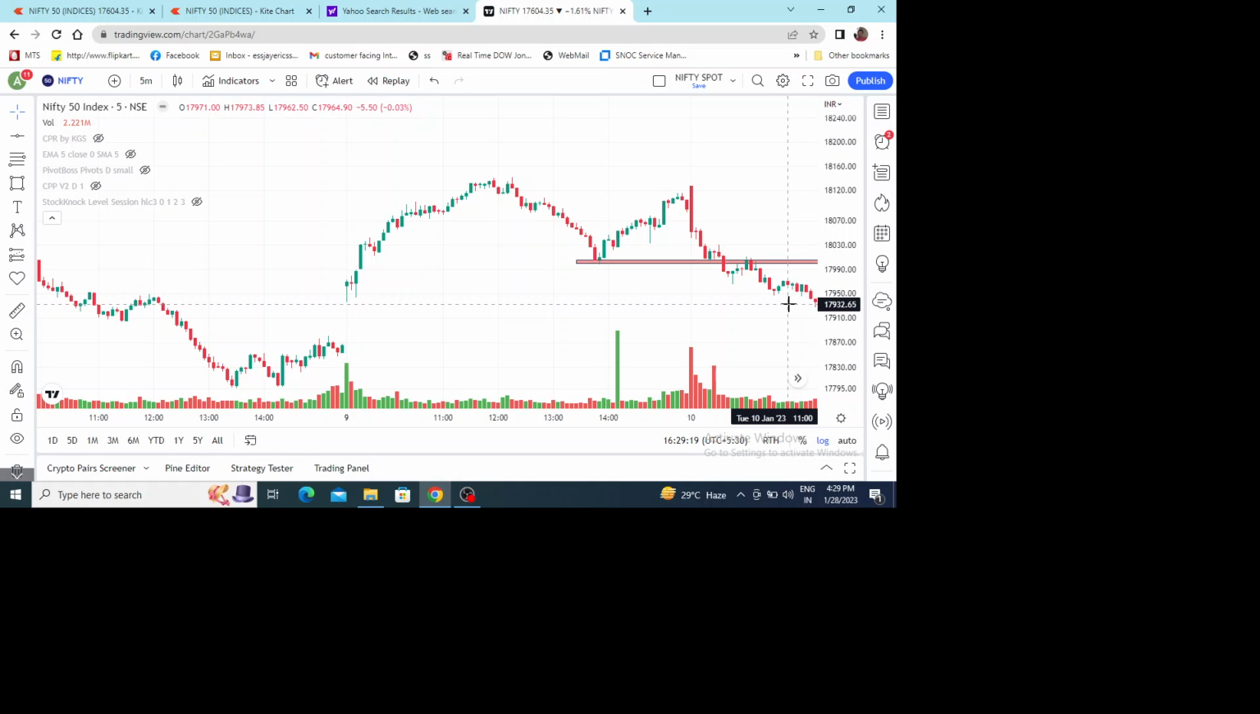Your first target is achieved, right? So here you can get out of 50% of your position. The rest you can carry for your next target over here, and you can trail your stop loss to the cost point. The cost of this is over here. You can place the stop loss over here. That will be okay.